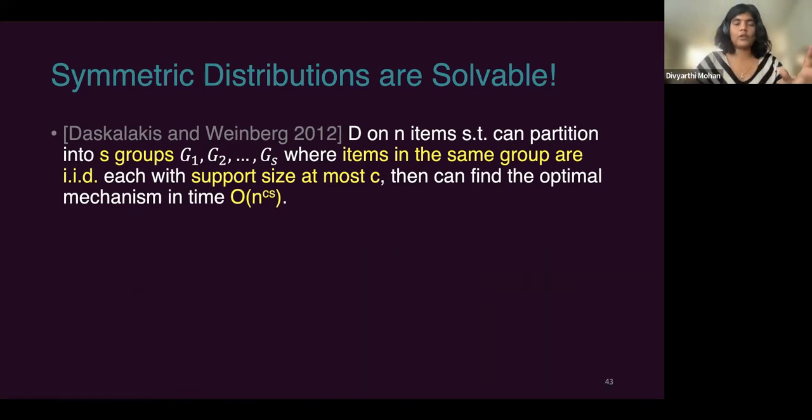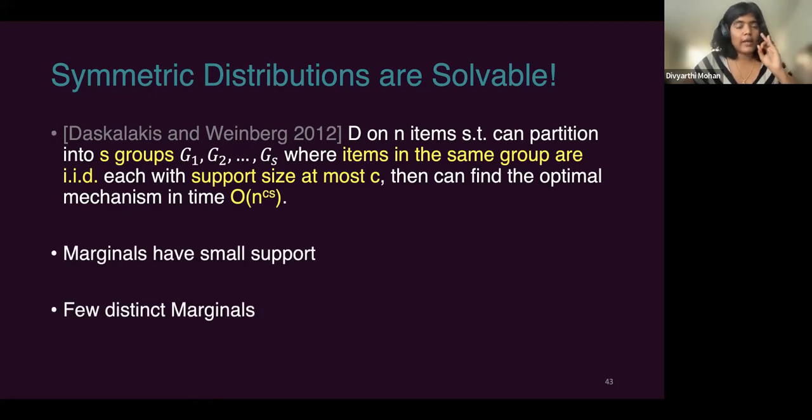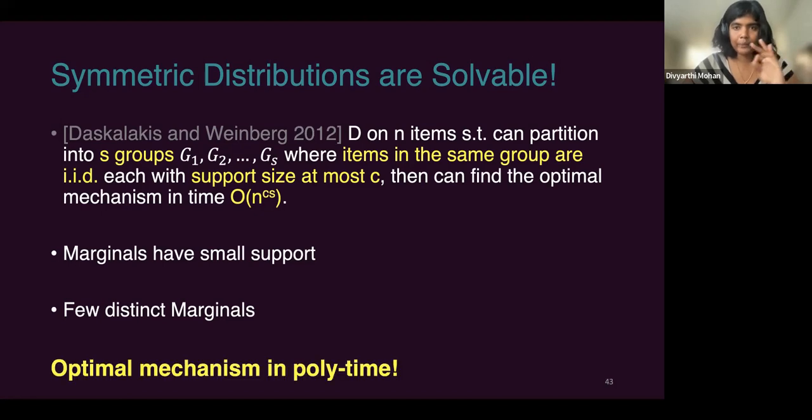So the main thing to remember is that as long as you have finite support marginals and only a few distinct kinds of marginals, you can find the optimal mechanism in polynomial time. But this is only for this very special case of distributions. This does not even capture all finite marginal support distributions, right? This is only for these special kinds of distributions, and we do not know how to extend this to cover all finite support distributions.